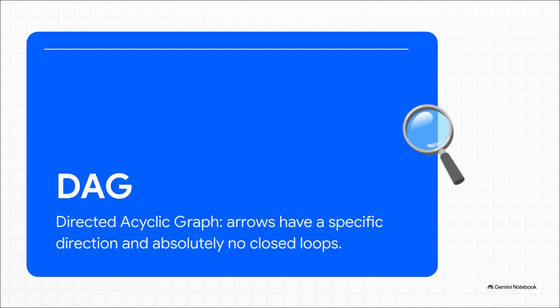The absolute master key to unlocking this whole problem is understanding a concept called DAG, which stands for Directed Acyclic Graph. In a DAG, arrows flow in a specific direction, and there are absolutely no closed loops or cycles. Basically, you can never follow the arrows and end up right back where you started. This is crucial because standard rendering engines, which power tools like PlantUML, rely on the Sugiyama algorithm. And the very first step of that algorithm, assigning layers to the graph, absolutely requires a DAG to function. If there's a loop, the engine literally panics, the layer assignment fails, and boom, you get a layout collapse.